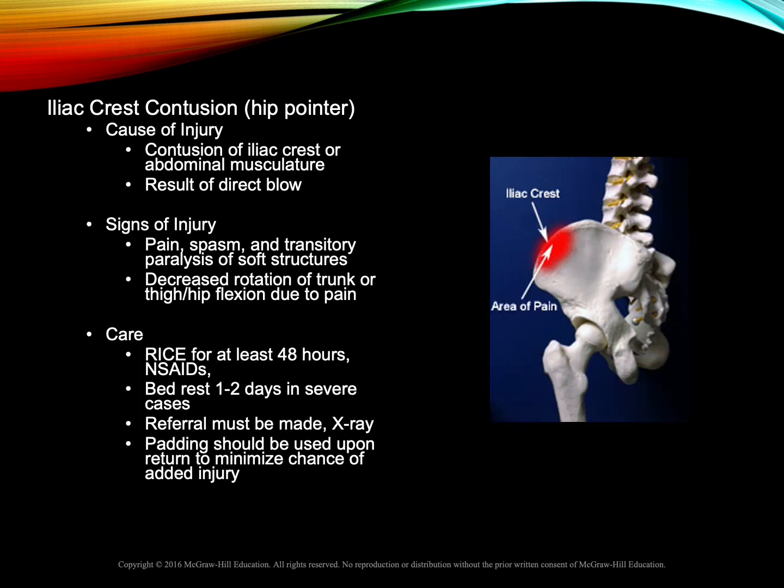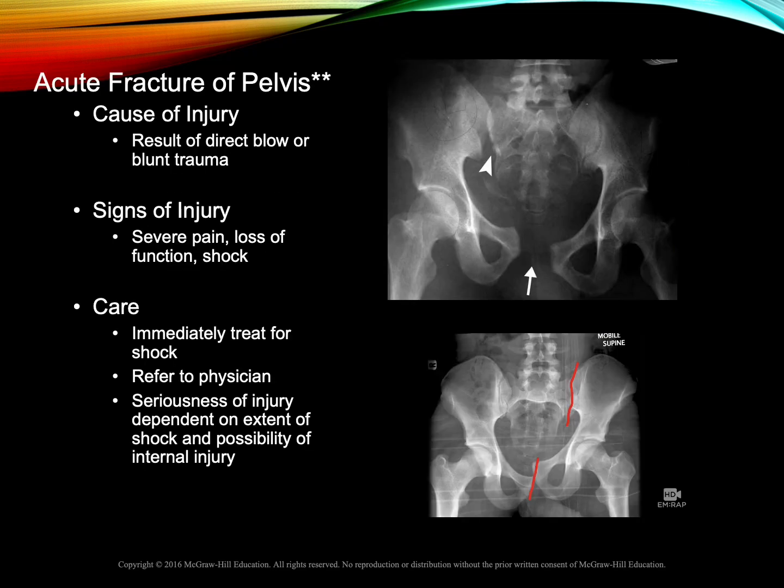Hip pointers are commonly caused by a direct blow to the area. This can cause spasms of the surrounding soft tissue and decreased hip flexion and rotation of the trunk. X-rays should be taken with limited range of motion and in severe cases. Direct blows can cause acute fractures of the pelvis, which result in severe pain and loss of function. Shock is also common with this injury, therefore treating for shock and referring to a physician is necessary for further imaging.